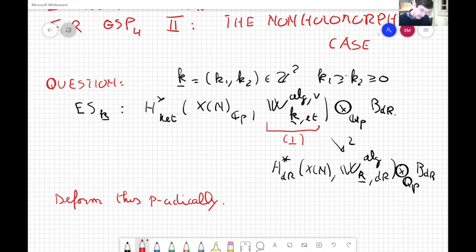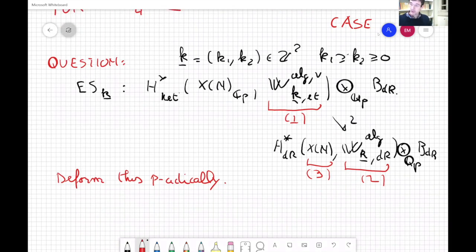And then we had a question 2 and a question 3, because on the de Rham side, as we saw in the holomorphic case, we first of all are forced to work not with the full Siegel modular variety, but with smaller things. Yesterday we worked with the neighborhoods of the ordinary locus for the Iwahori level Siegel modular variety. And then we also have to make sense of the de Rham coefficients again when the weight k varies p-adically. What does it mean?